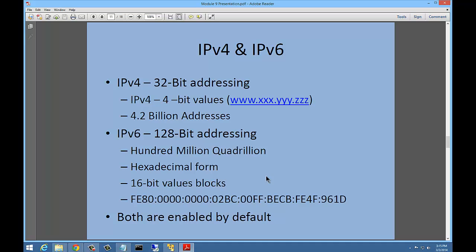Now, with IP version 4, there's only 4 billion addresses approximately, but with IP version 6, there's 100 million quadrillion. So if we wrote out all the zeros here, you would not have enough zeros on this page or many other pages to get to the end. Both are enabled by default. This is an example of a full 128-bit IP version 6 address.